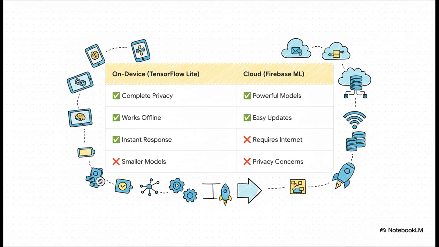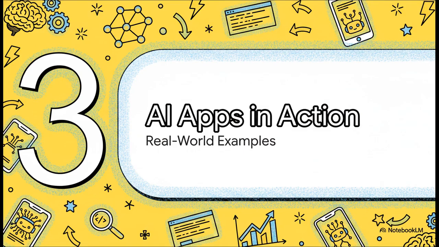But you know, the real magic usually happens when you combine them. You could use on-device AI for instant stuff, like checking if a photo is blurry, and then send the really hard work up to the cloud. It's all about using the right tool for the job.